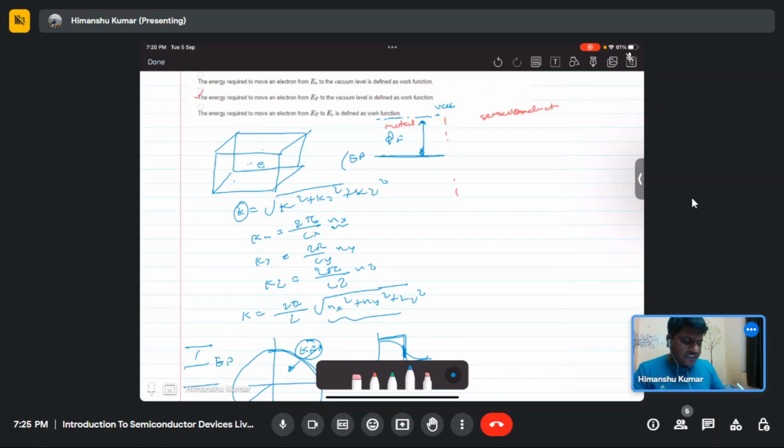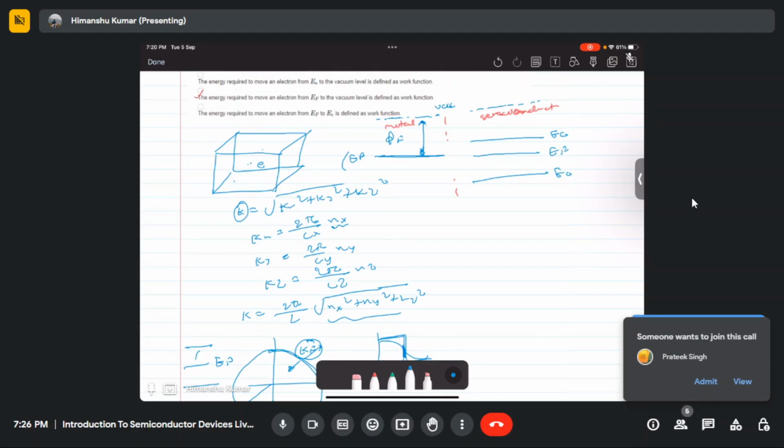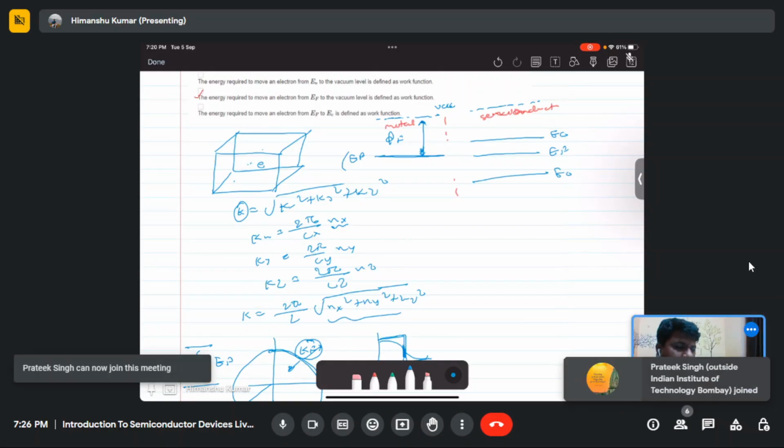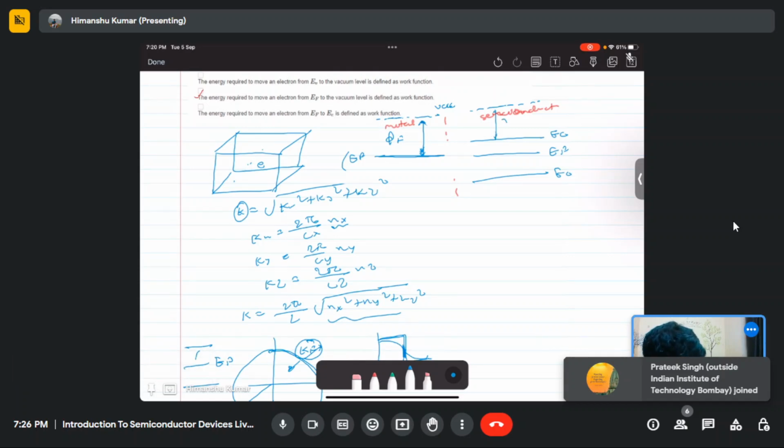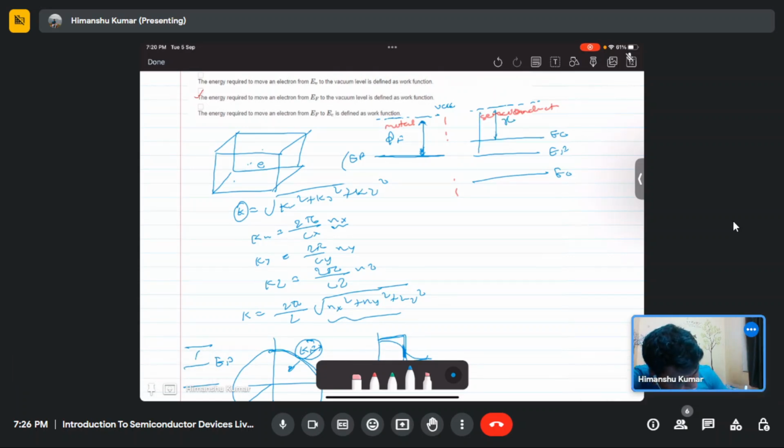In case of semiconductor, there are two things possible. In a semiconductor, there is a conduction band, there is a Fermi level, and there is a valence band. In that case, for the vacuum level, there are two criteria. One is this gap, known as the electron affinity chi, and this is the work function of the semiconductor phi s. So what is the electron affinity?